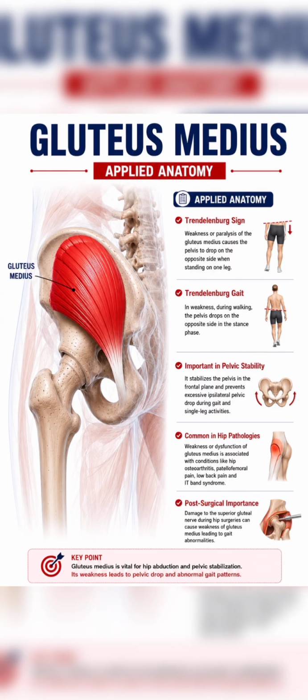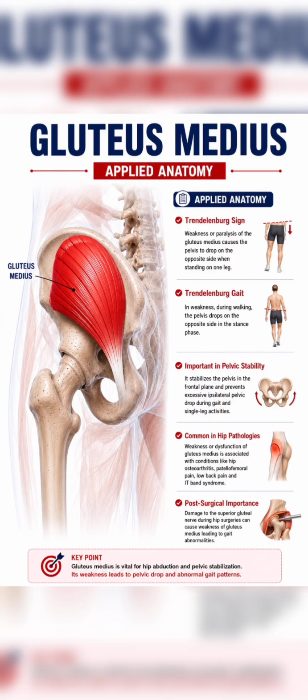Then third one is importance in pelvic stability, because this muscle plays a very powerful role in stabilizing the pelvis. Weakness of this muscle may lead to imbalance of pelvic stability. Next one is common in hip pathologies: weakness or dysfunction of the gluteus medius is associated with conditions like hip osteoarthritis, patellofemoral pain, low back pain and IT band syndrome. These may also cause weakness in this muscle.